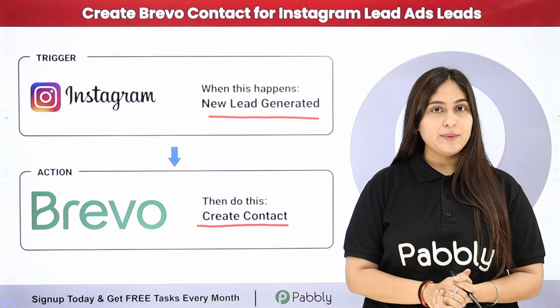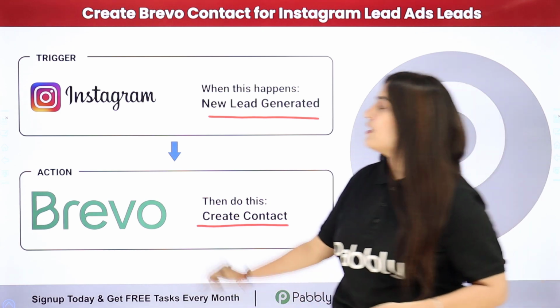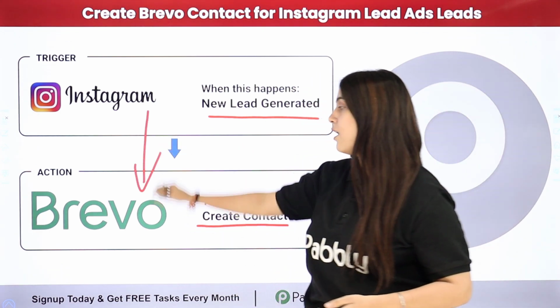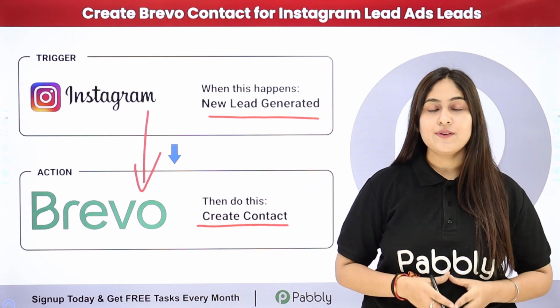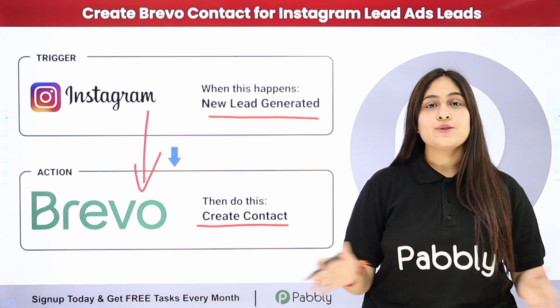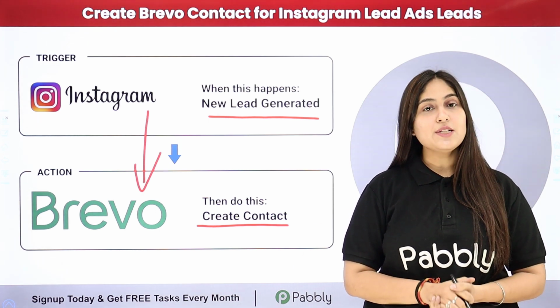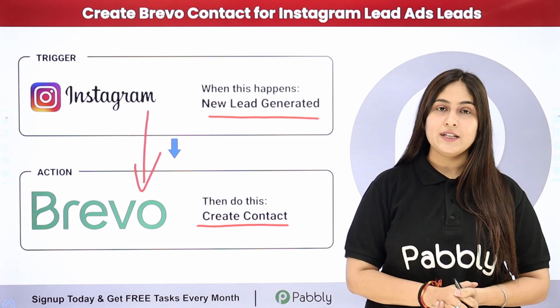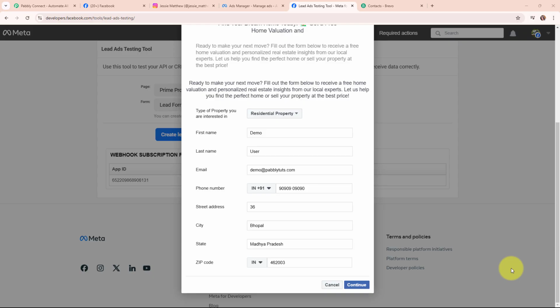So to automate the entire process, I need to connect my Instagram lead ads with my Brevo account using an automation software named Pabbly Connect. To see the working of this automation and to learn this process step by step, let me take you to my screen. Welcome to my screen.